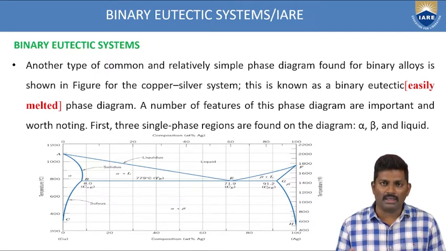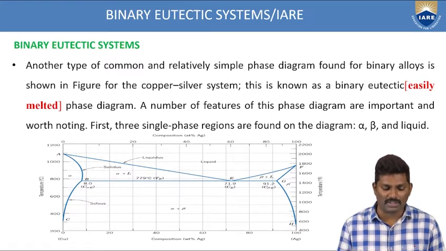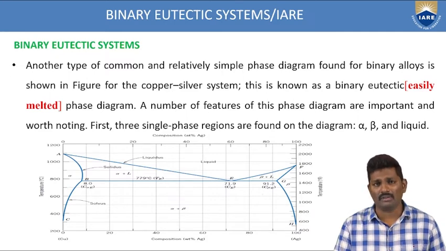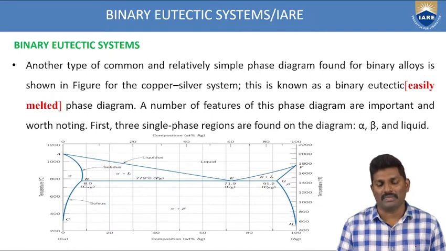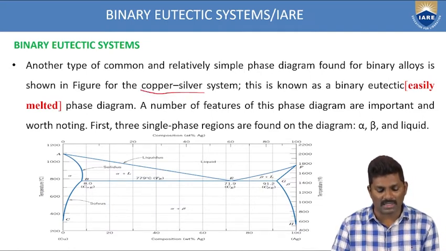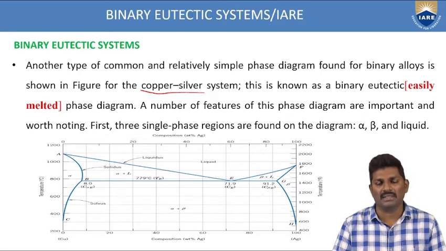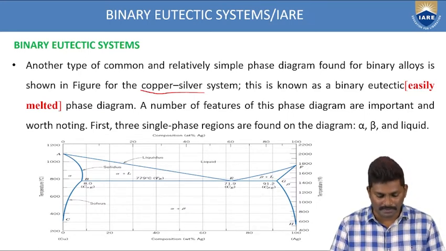Now here, the binary eutectic system refers to a common and relatively simple phase diagram found in binary alloys. For illustrating this, we are taking copper and silver as an example. Generally, a binary eutectic system is a material which is easily melted. The type of material which easily melts is called a eutectic system. That's why we are taking the copper and silver system as an example to illustrate this.